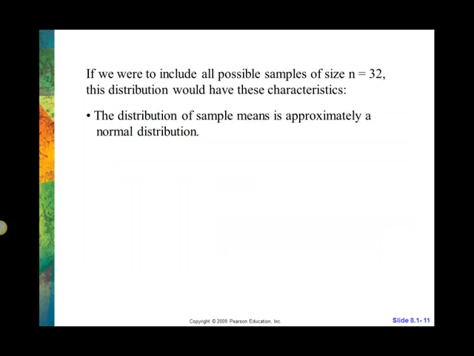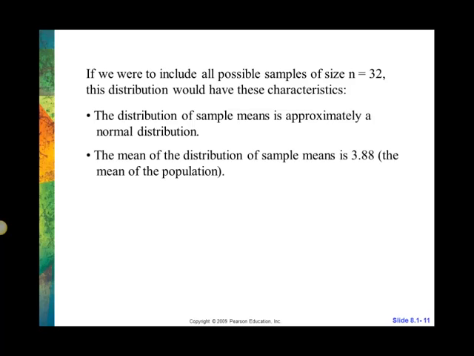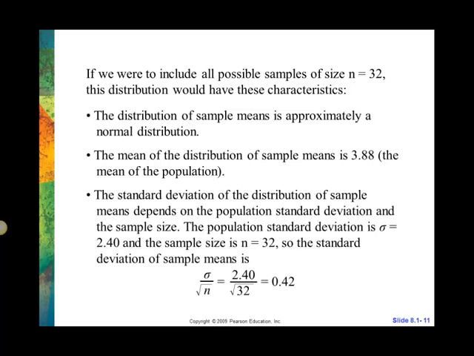So if we have a sample, and in this case they were all sample size of 32, the sample means would be approximately normal. The mean of the sample means would be approximately 3.88. And the standard deviation will be the population standard deviation divided by the square root of n.